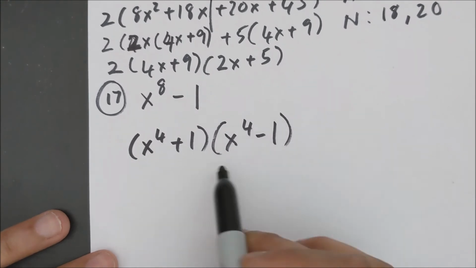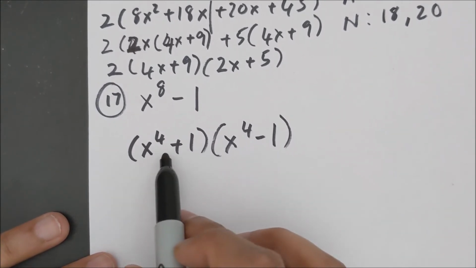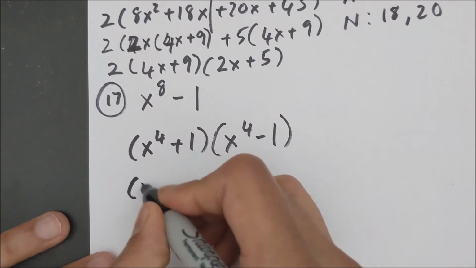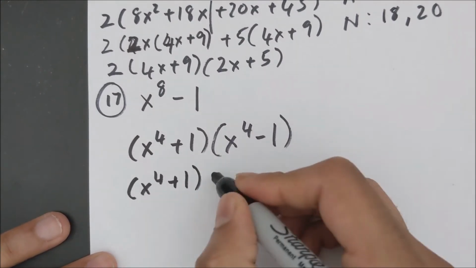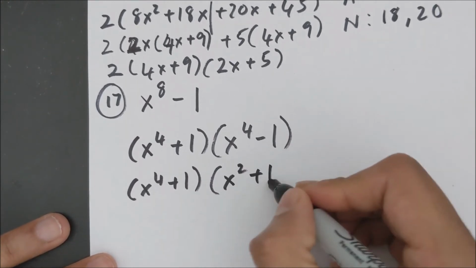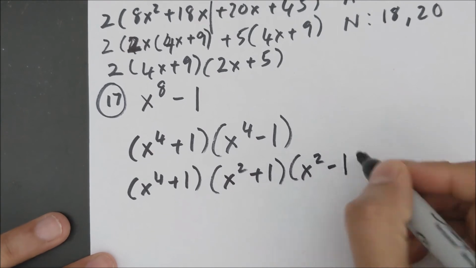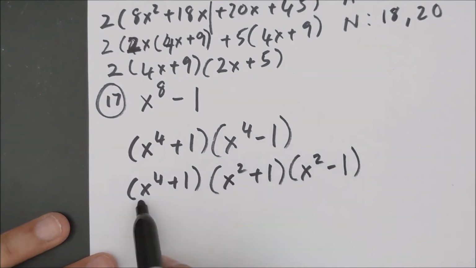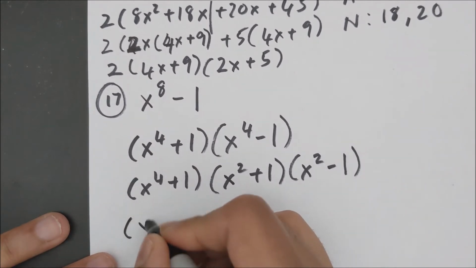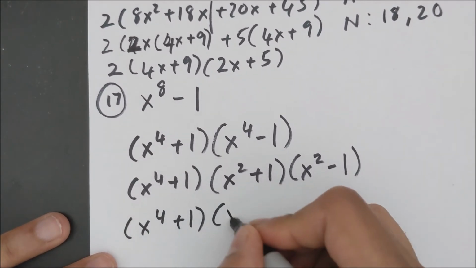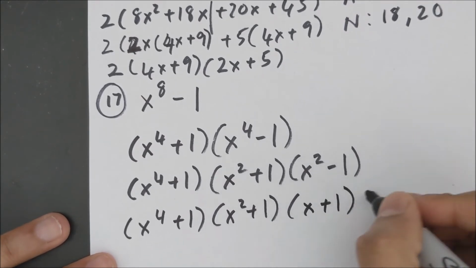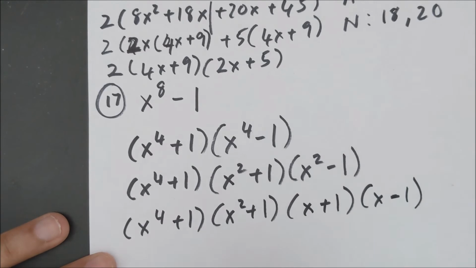But this is not complete. What you notice is you cannot factor this one here, impossible, but you can factor this because it's a minus. So I'll write the first bracket the same. But this, the square root of x⁴ is x squared, so x squared plus 1, x squared minus 1. Now again, I cannot factor these two brackets, but I can still factor that final one. That's x⁴ plus 1, x squared plus 1, and then this one turns into x plus 1, x minus 1.